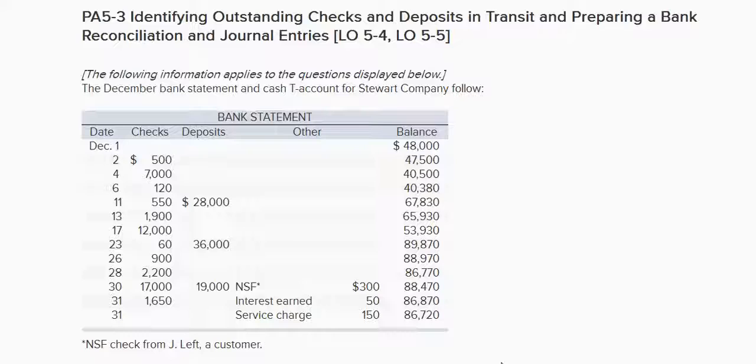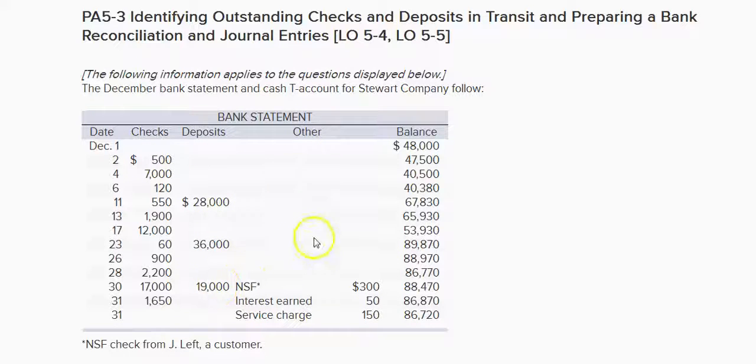Before you on the screen right now is an example of a bank statement. This was the December statement prepared for Stewart Company by their bank. You'll notice it's a chronological or date order record of all the transactions. The checks are reductions of the cash account. The deposits are additions to our cash account.